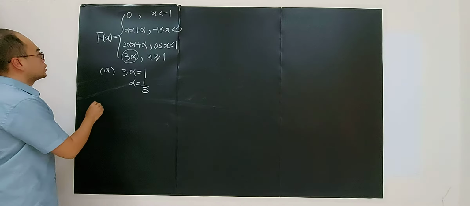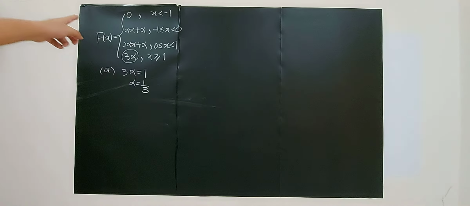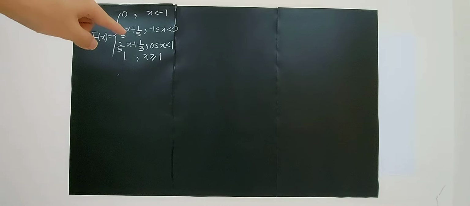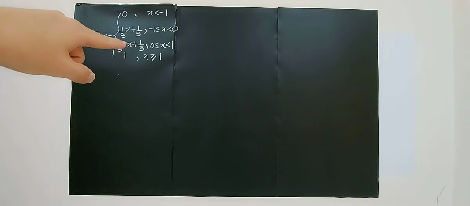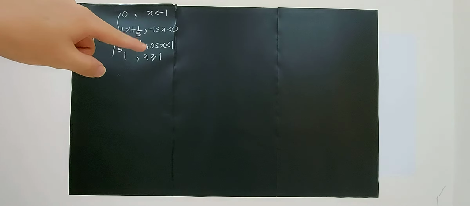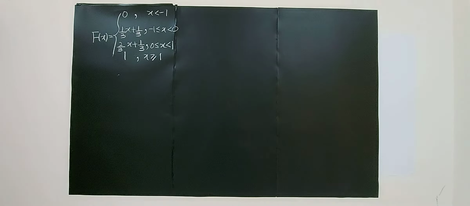From here, you can rewrite this by substituting alpha into your cumulative distribution function. Alpha x plus alpha becomes 1 over 3 x plus 1 over 3. 2 alpha x plus alpha becomes 2 over 3 x plus 1 over 3. And 3 alpha, 3 times 1 over 3, gives 1. So this is your cumulative distribution function.